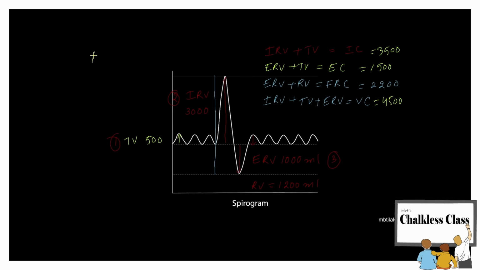Now we'll discuss total lung capacity. The total lung capacity, we call it TLC. Total lung capacity includes VC, meaning all these things, IRV, TV, ERV, plus here the residual volume, which we have to add. VC is how much? 4500 ml and residual volume is 1200 ml. So this is equal to 5700 ml, the total lung capacity.